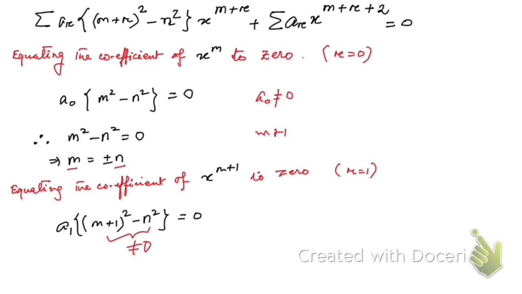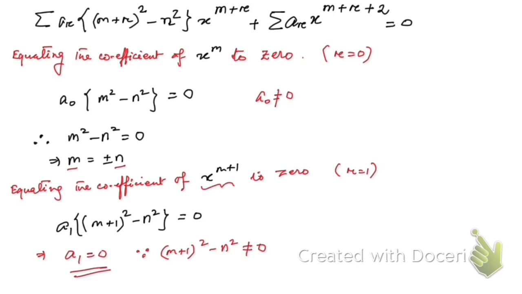So here the only possible thing which can be 0 is a1, okay? Here a1 is equal to 0, since m plus 1 whole square minus n square cannot be equal to 0. So a1 is equal to 0, that means that this x to the power m plus 1 term doesn't exist in the solution of this equation, right? Hope you have understood this.